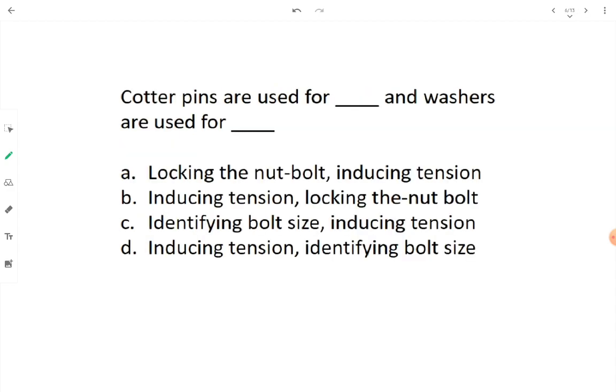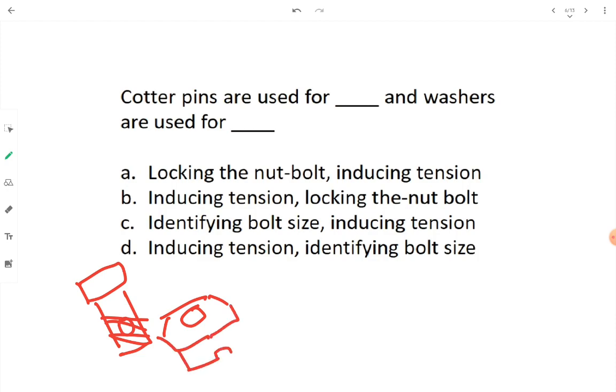Then cotter pins are used for, fill in the blank, and washers are used for. Okay, see, cotter pins are like this. For example, we are having a bolt over here, and this is the threaded portion. Then a hole is provided here, and the nut also has a specific design of accommodating this pin on all its faces.